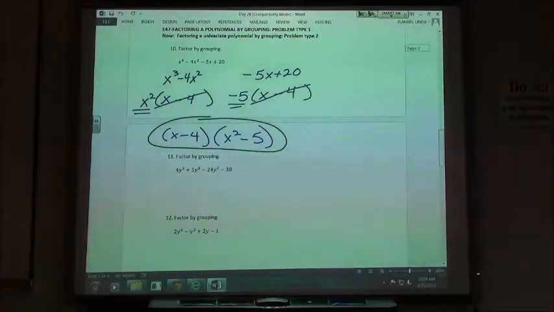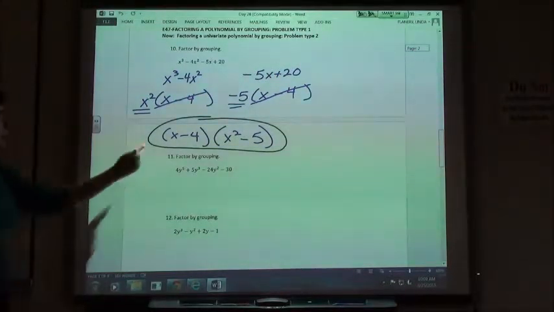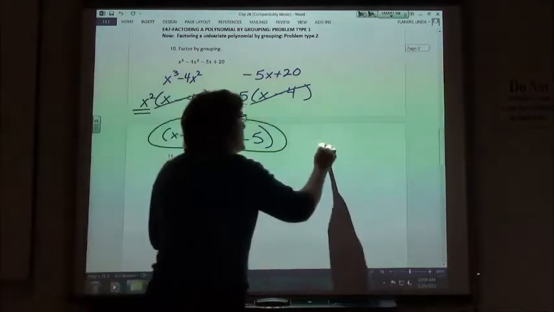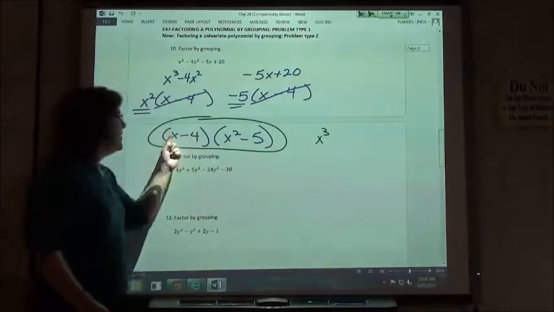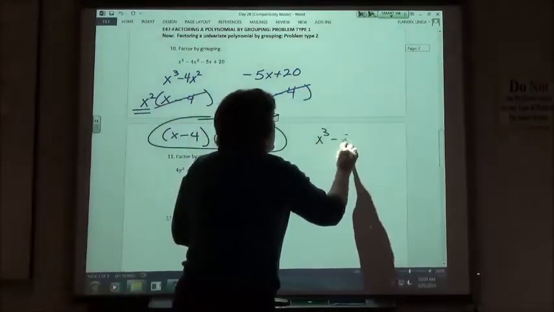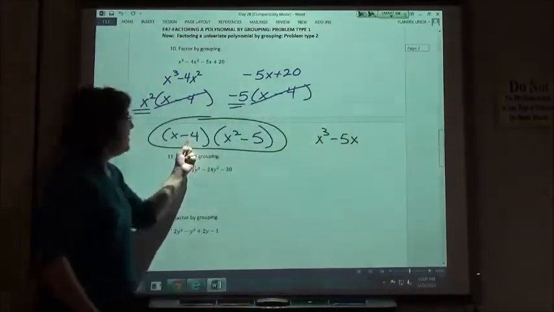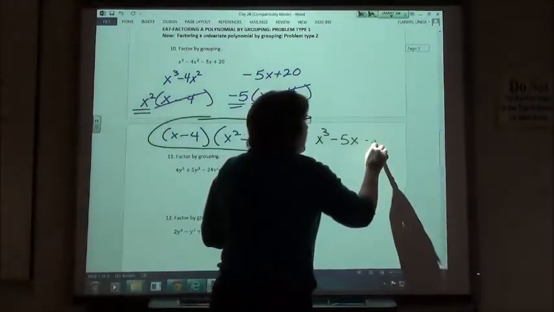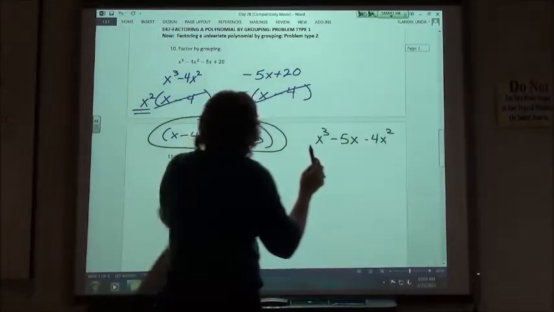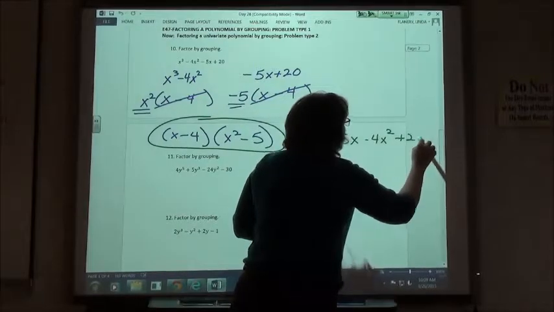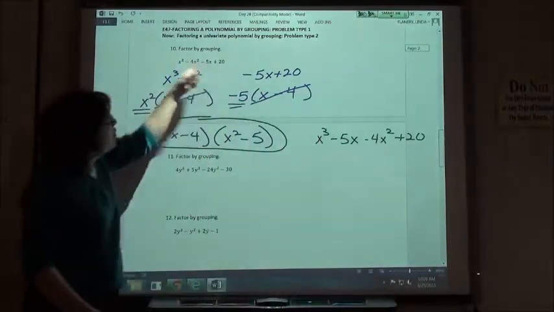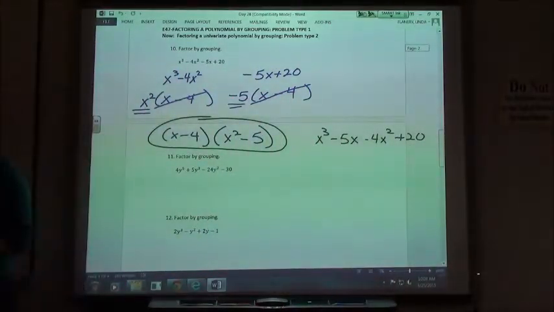If I wanted to check my answer, I could FOIL that out. X times x squared is x to the 3rd. X times a minus 5 is a minus 5x. Negative 4 times x squared is a negative 4x squared. Negative 4 times negative 5 is positive 20. I should get the same 4 terms, not necessarily in the same order, but I can check and say, oh yeah, that works out. I got the right terms.